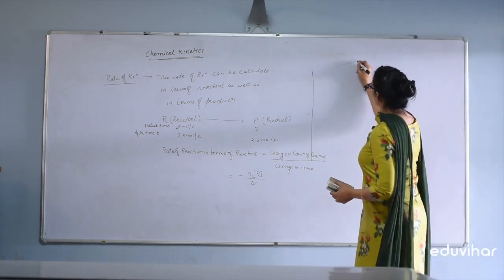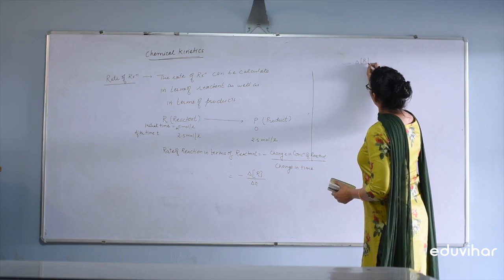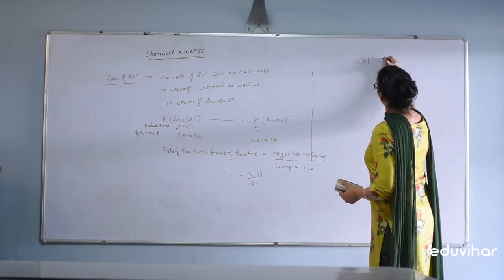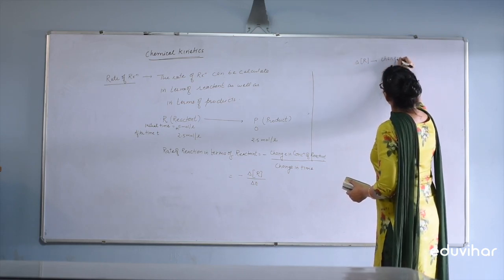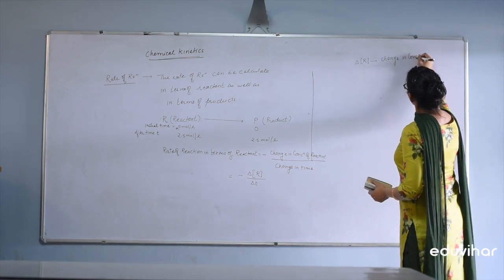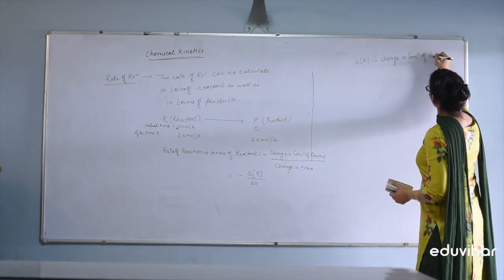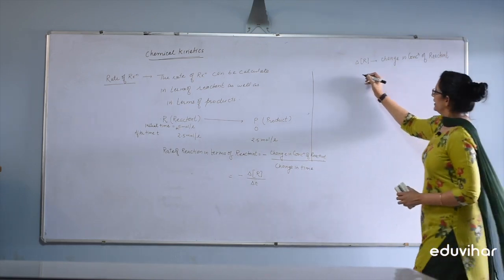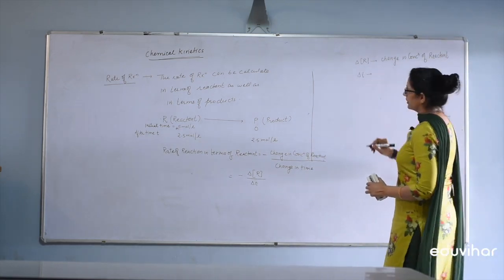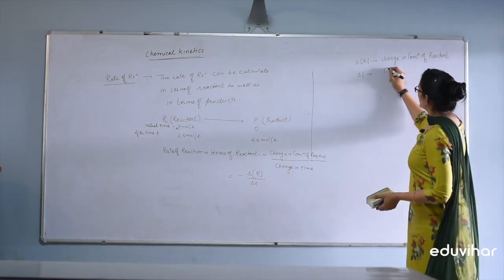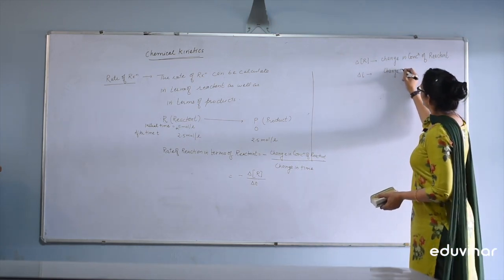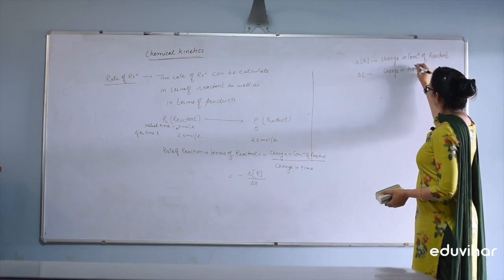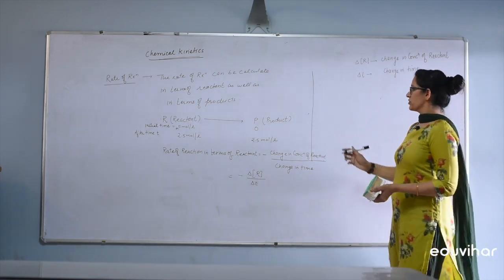This minus delta R represents the change in concentration of reactant, and delta T represents change in time. How can we calculate the change?